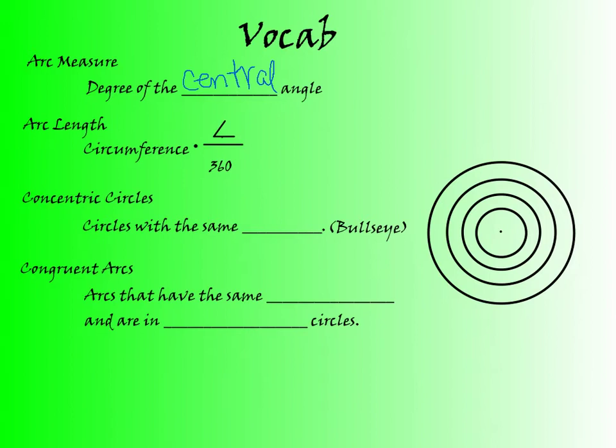Concentric circles, those are circles with the same center. So in the picture to the right, we have a picture of a bullseye, and all of these circles have the same center, so they're concentric circles. Our last vocab word is congruent arcs. These are arcs that have the same measure and they're in congruent circles.